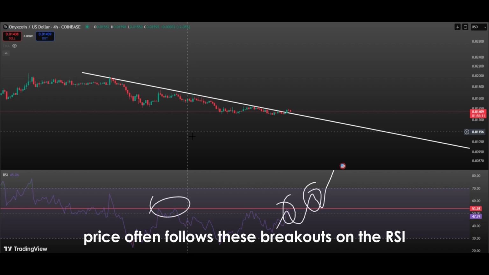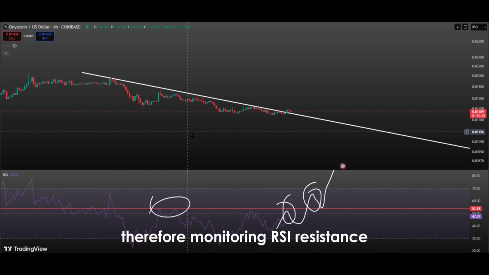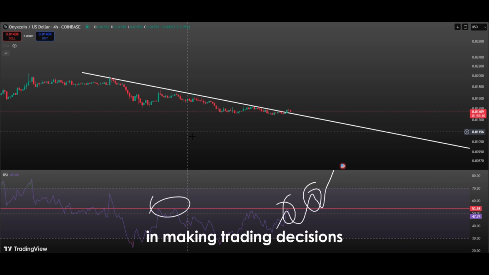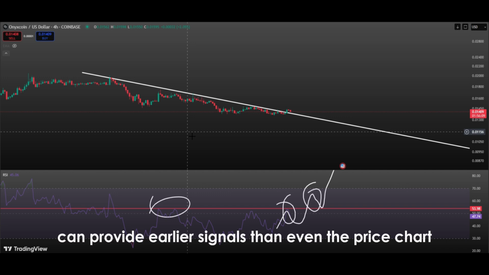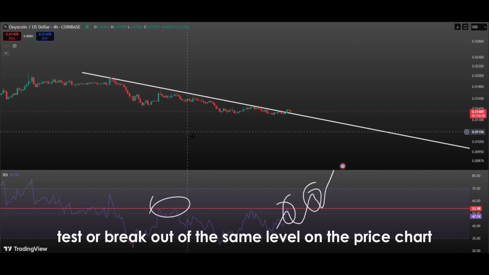Price often follows these breakouts on the RSI because RSI reflects the strength behind the price. Therefore, monitoring RSI resistance breakouts can offer significant advantages in making trading decisions. Especially for short and medium-term traders, these types of structures on RSI can provide earlier signals than even the price chart itself. A breakout above an RSI resistance level often precedes a test or breakout of the same level on the price chart.